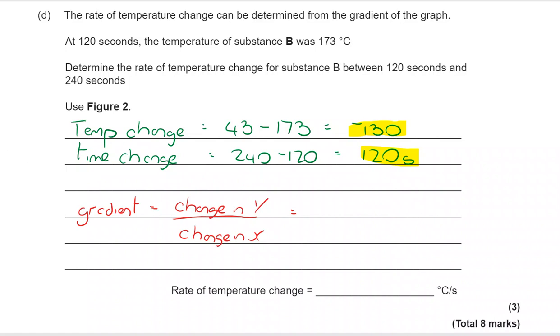Gradient is change in y divided by change in x, which is 130 over 120, giving 1.08. You'll see I've done negative 130 there, either acceptable. So 1.08 degrees Celsius per second, or 1.08 or negative 1.08. And that takes us to the end of this question.